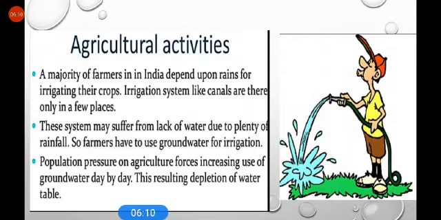Now, in agriculture, a majority of farmers in India depend upon rains for irrigating their crops. Irrigation systems like canals are there only in a few places. These systems may suffer from lack of water due to lack of rainfall, so farmers have to use groundwater for irrigation. Population pressure on agriculture forces increasing use of groundwater day by day. This results in depletion of the water table.